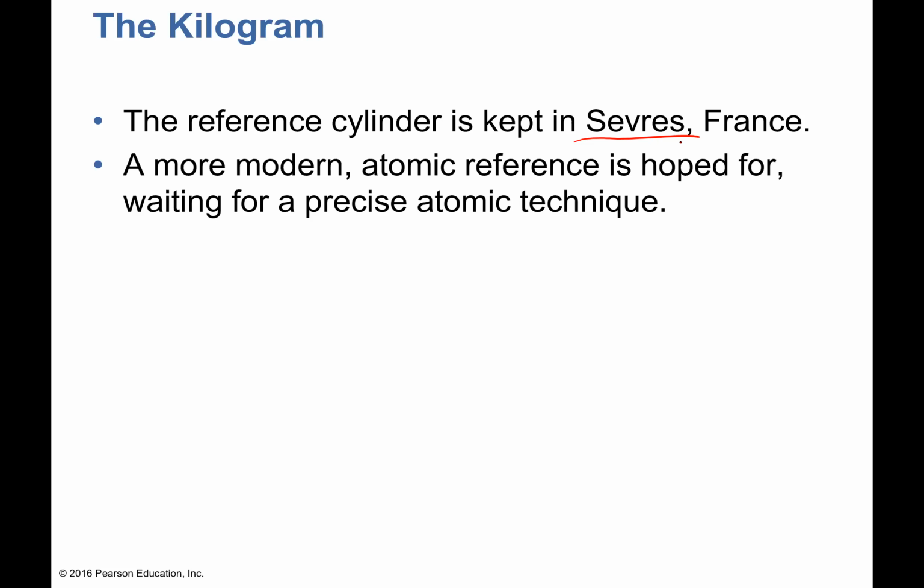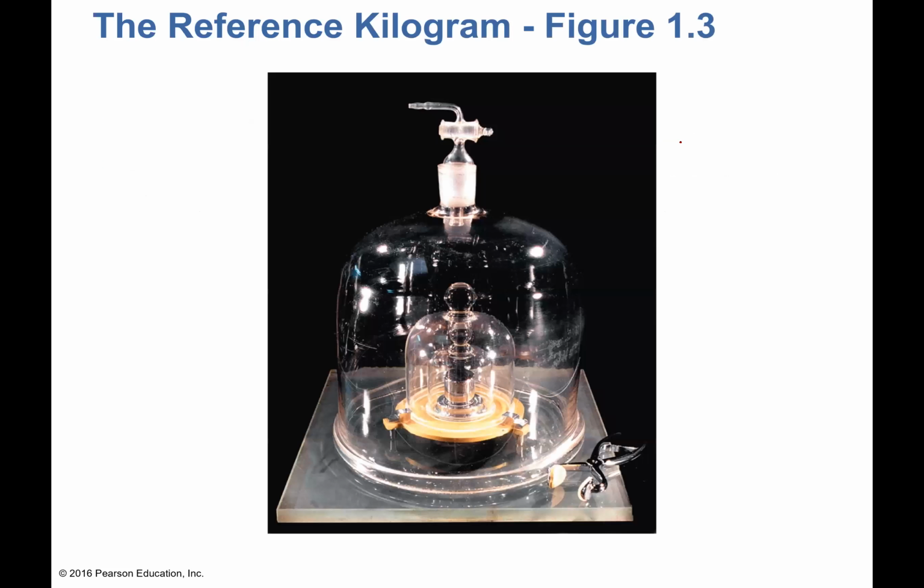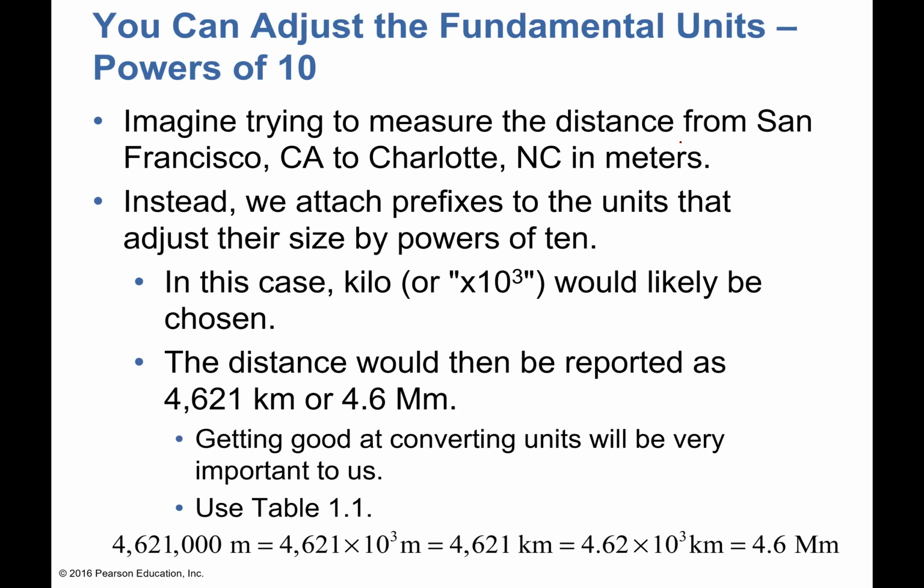But a couple of years ago, it was changed to a physics constant. We call it Planck's constant. So it's based on that, a little bit more abstract. So basically, we don't use this cylinder anymore as a reference for the kilogram, but a physical constant, known as the Planck constant, which happens to be a little more accurate.